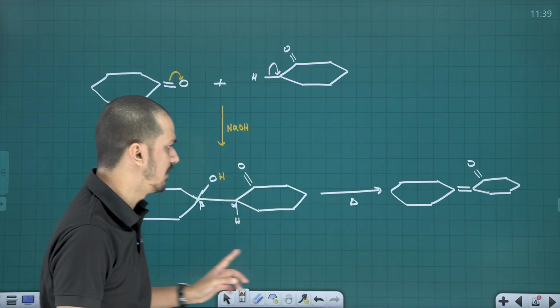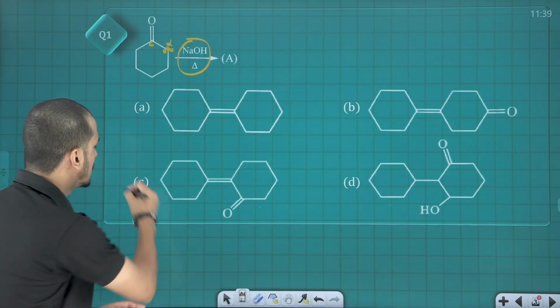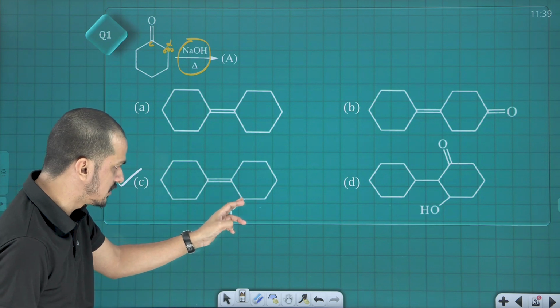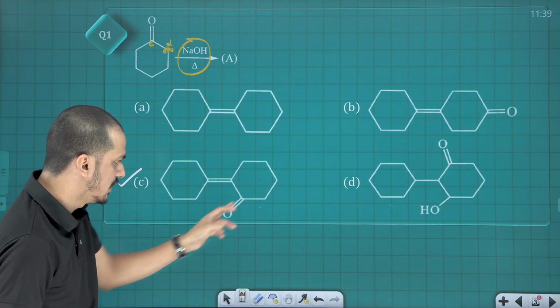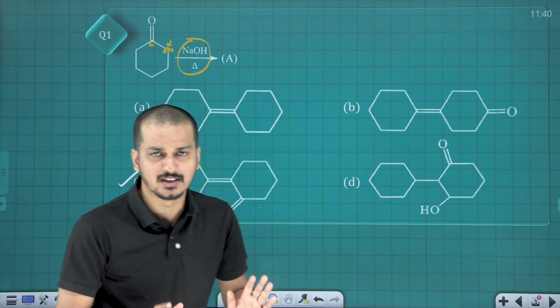Like that, which option is coming? Let's check the options. While we are looking at the options, you can see, yeah, option C is the correct answer. Here in alpha, see, the alpha carbon double bond is coming. Here double bond O. So option C is the correct answer. Ready guys? Got it? Yeah.